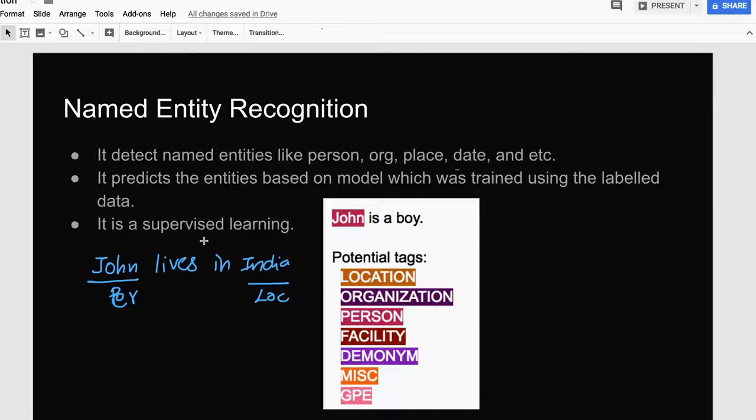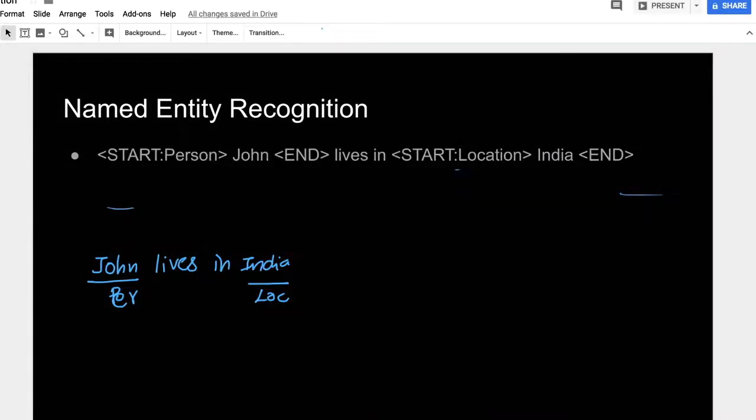It is supervised learning. Supervised learning means we need to teach the machine, and only then does the machine try to understand and predict based on our teachings. So it predicts the entities based on a model which was trained using labeled data. What do you mean by labeled data? That's your question. I will try to answer that using this slide.